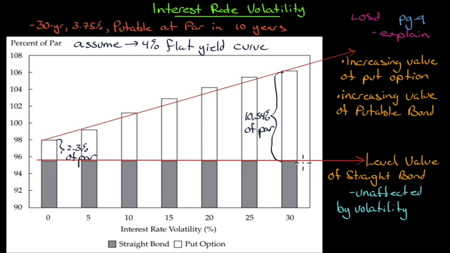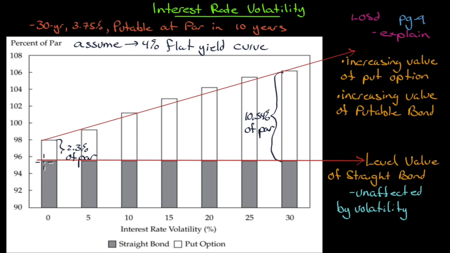So if we have an unchanging yield curve week over week, but volatility is increasing, you can look at the price of a puttable bond and the price of a straight bond. The straight bond will not move in price, but the puttable bond will increase in price. Why? Because the option is worth more at higher levels of volatility. And since the option has value for the holder of the bond, then obviously the value of the bond would increase.